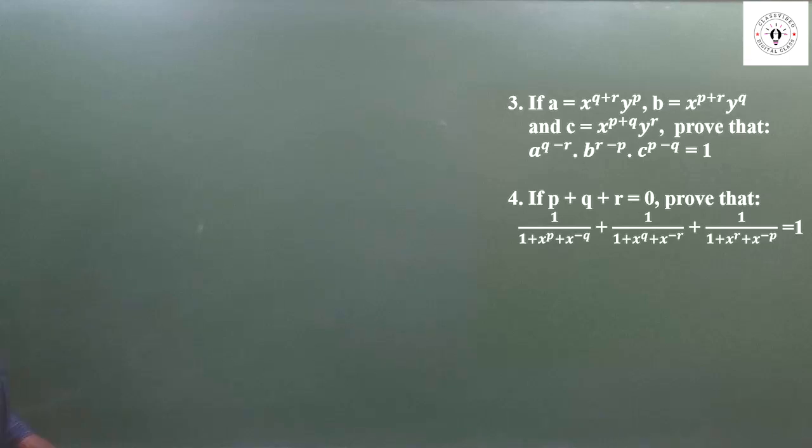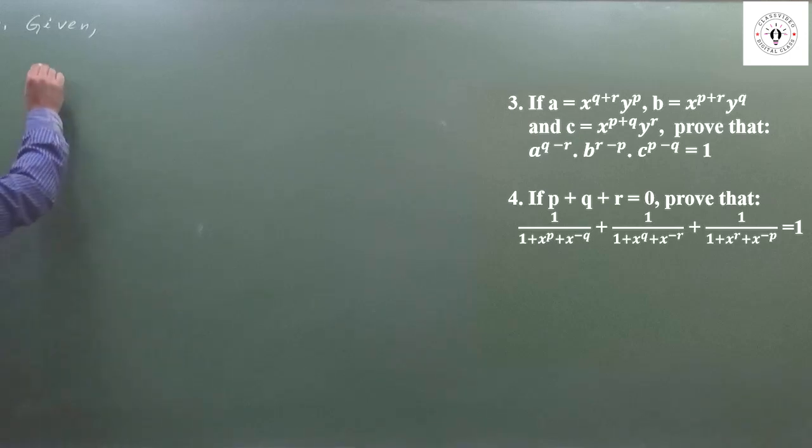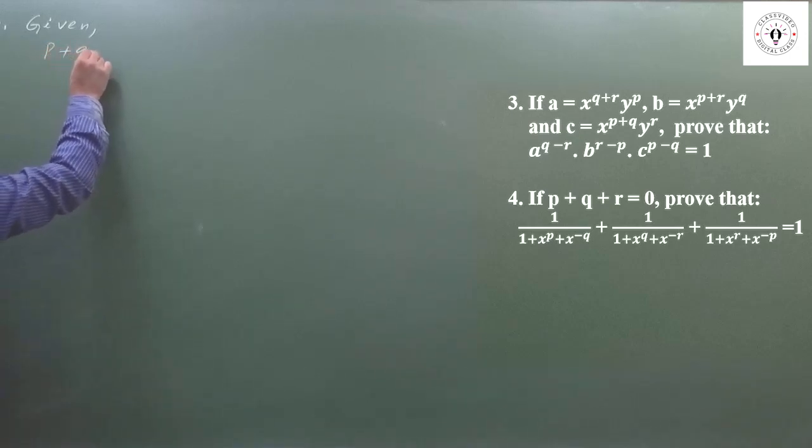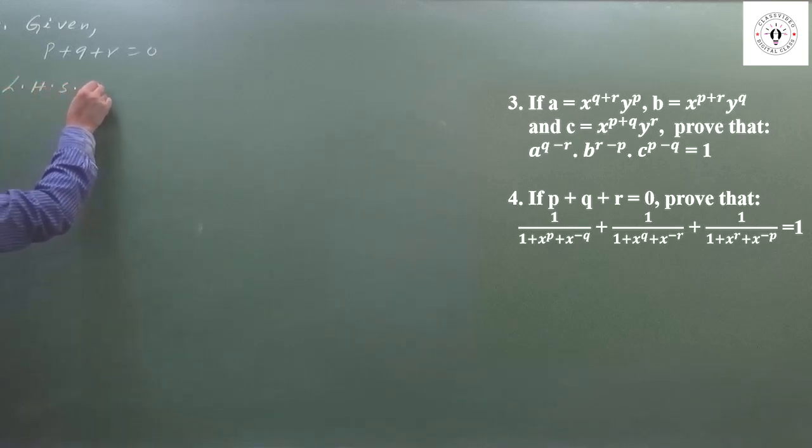Now move to 4 number question, which is very, very important from the exam point of view. If means given or condition. So given is p plus q plus r equals 0. Then we have to prove that, I'm writing the left hand side. What we have to prove?